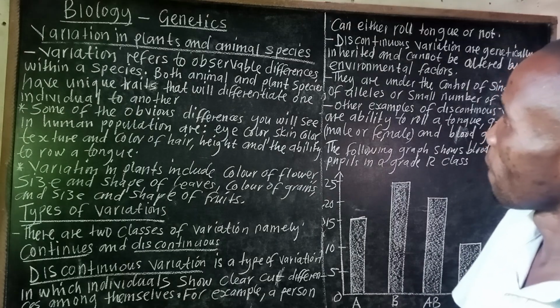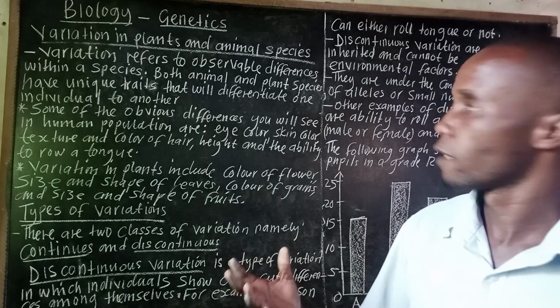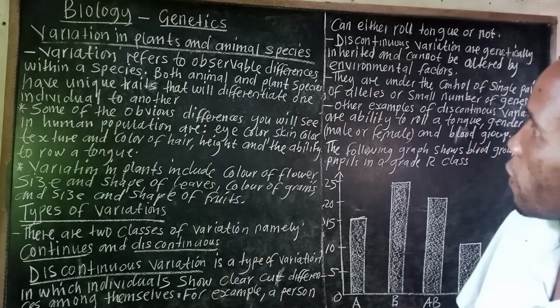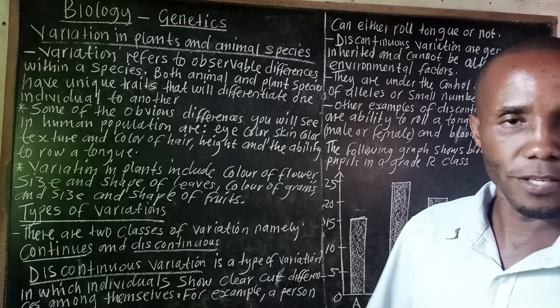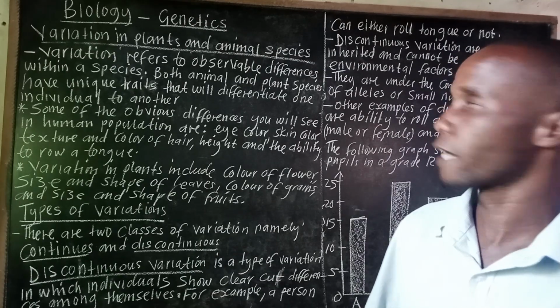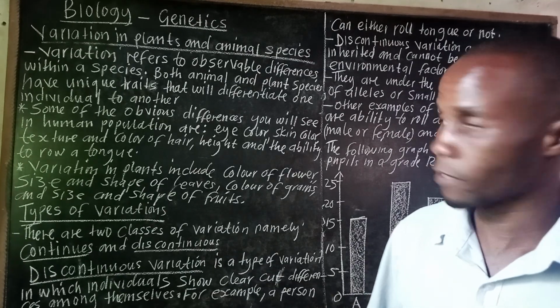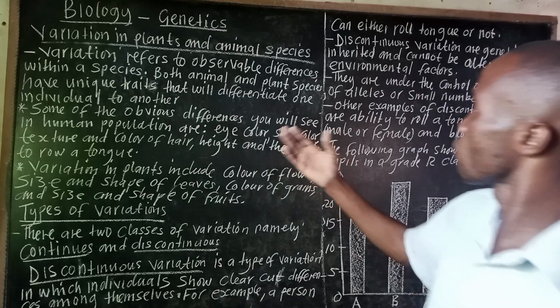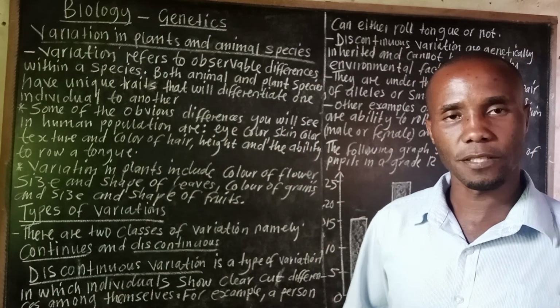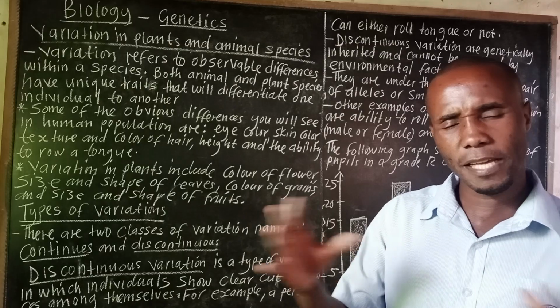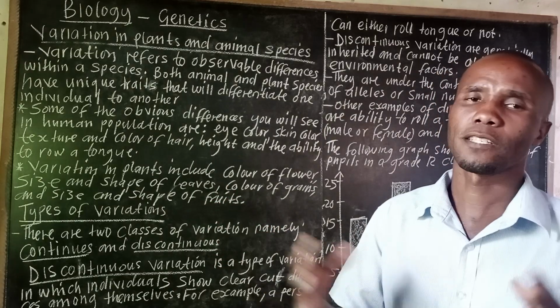We are still looking at genetics as our topic in biology. Our subtopic for today is variation in plants and animal species. So the first thing is to understand what a variation is. Variation refers to observable differences within a species. The differences that we are able to observe, that is called variation.